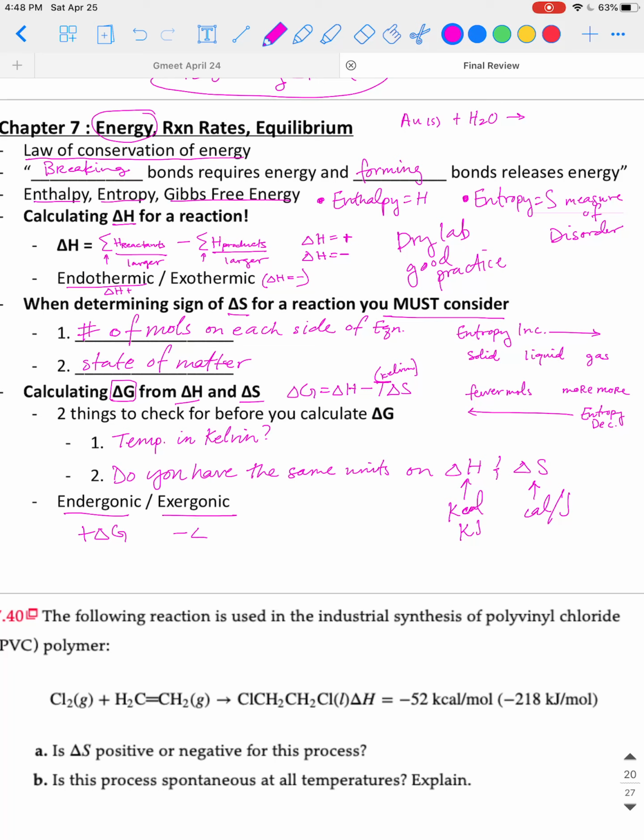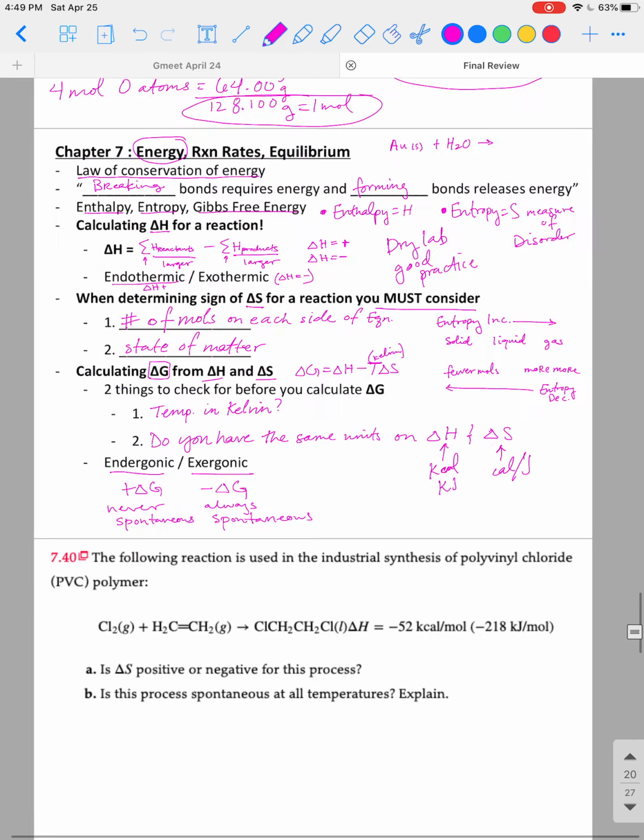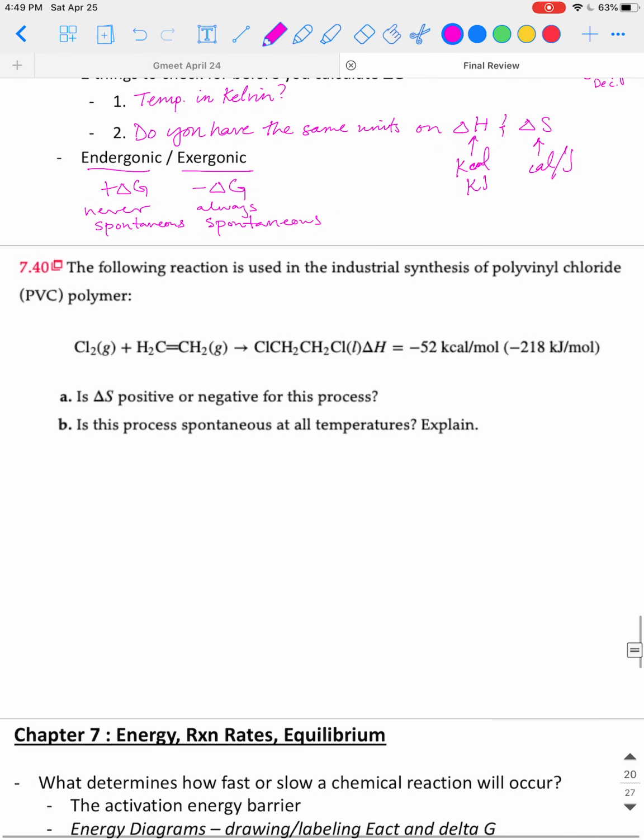And then these vocabulary terms, endergonic, exergonic. Endergonic is a positive delta G. Exergonic is a negative delta G. Remember, this one is always spontaneous. And a positive delta G is never spontaneous. Okay.